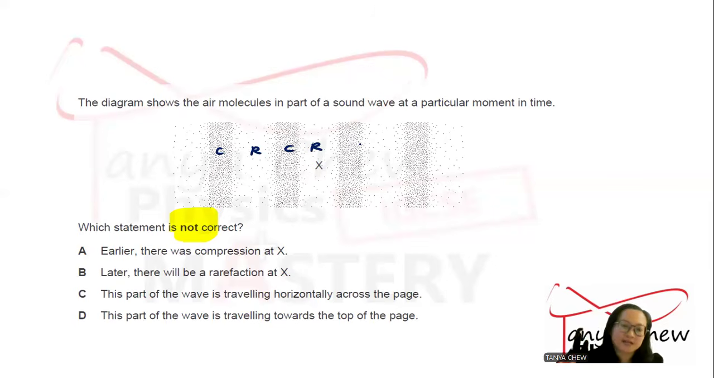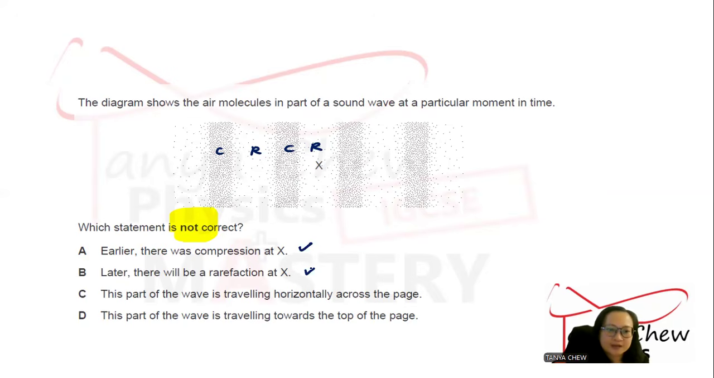So at X, it is called rarefaction. Earlier, there will be a compression. Yes, before rarefaction, it has to be compression. Yes, this is true. Later, there will be a rarefaction at X. Okay, this is also true. Because the sound wave consists of rarefactions and compressions, X can be compression, X can be rarefaction.